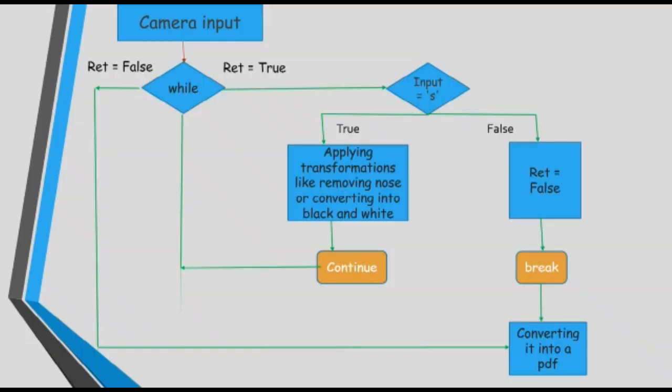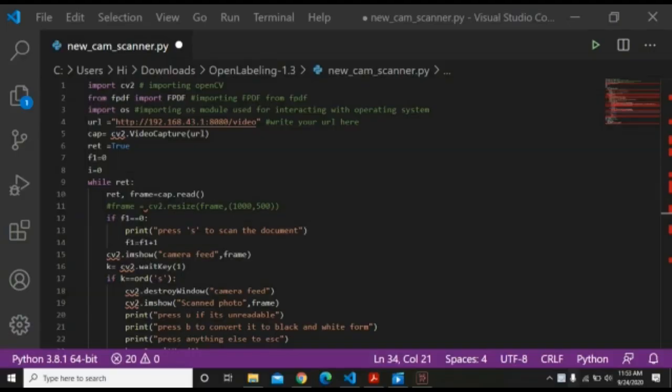Now this is the flowchart of the code. Now we will take input from the phone camera, and if the return value is set to true, we will then take input from the keyboard. Now if we press S on the keyboard, we will apply transformations like converting the image into black and white format or just applying a thresholding on the image. And then after that we will continue to the start of the loop of taking input. And now if the return value is false, we will break the loop and the whole document will be converted into the PDF format. Let's see the code now.